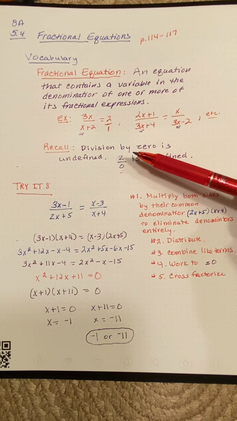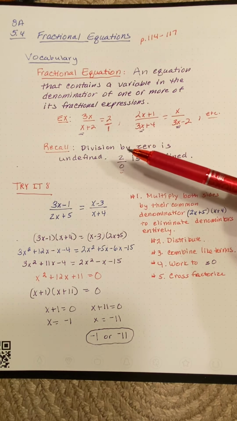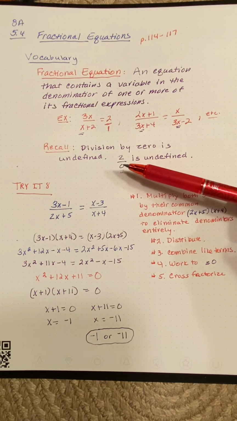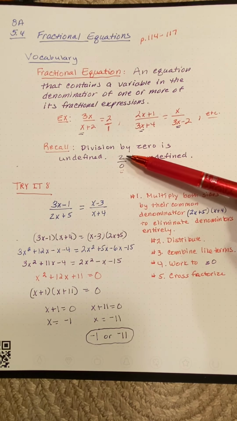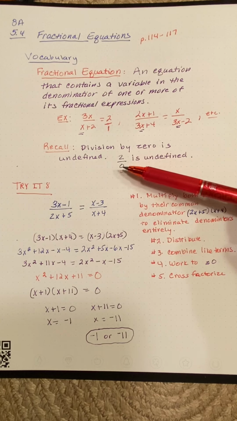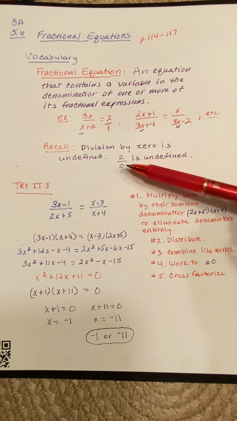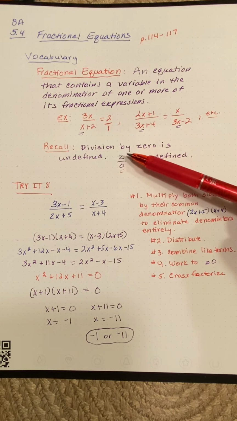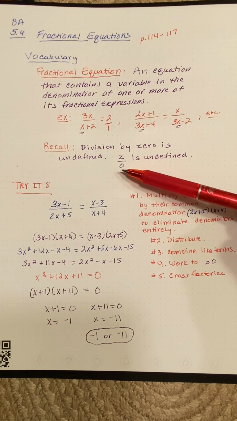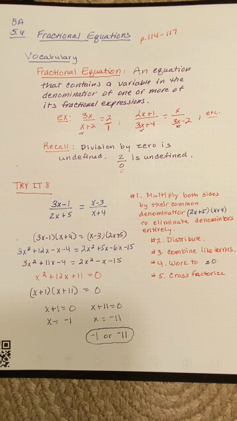Another thing to remember is recall that division by 0 is always undefined. So for example, you can never have a fraction with a denominator of 0. It's just undefined because you can't have 2 parts of nothing. Okay, so we just say that's undefined.